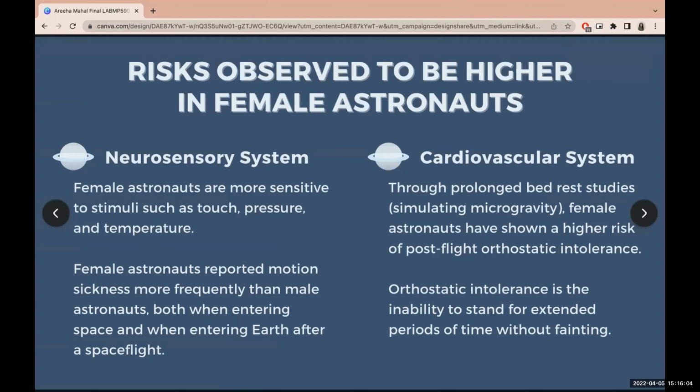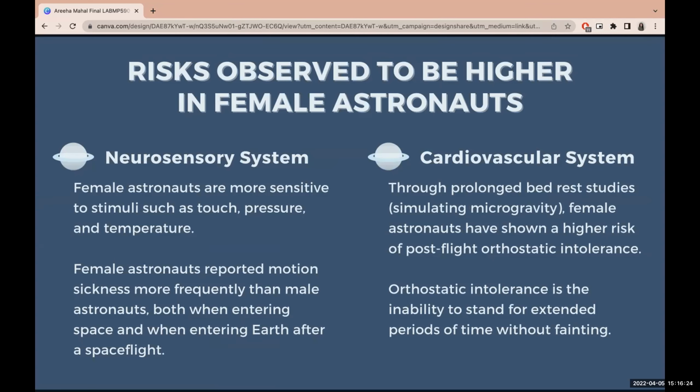Next, when we look at the neurosensory system, female astronauts are much more sensitive to stimuli such as touch, pressure, and temperature. Female astronauts have reported motion sickness more frequently than their male counterparts, both when they initially enter space as well as when they're re-entering Earth after completing spaceflight.